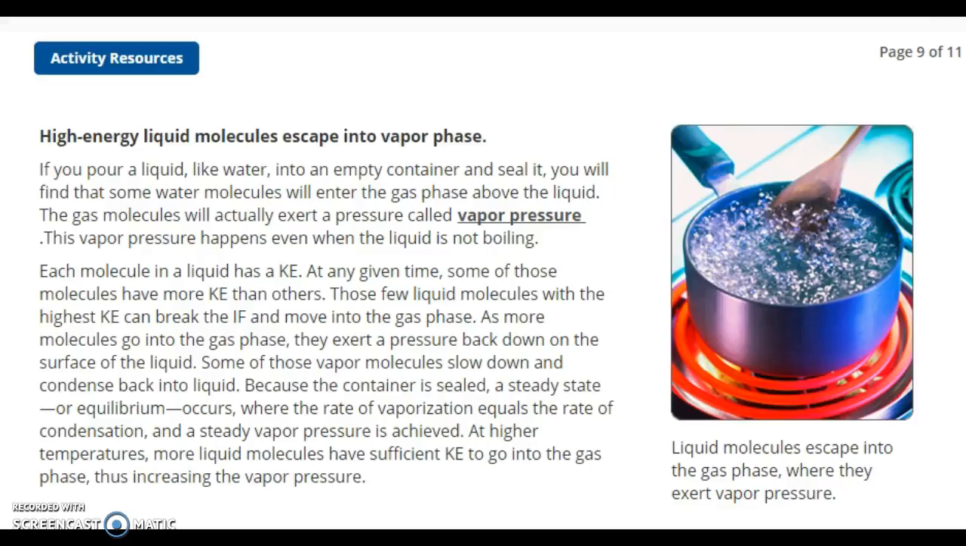High energy liquid molecules escape into vapor phase. Liquid molecules escape into the gas phase where they exert vapor pressure.